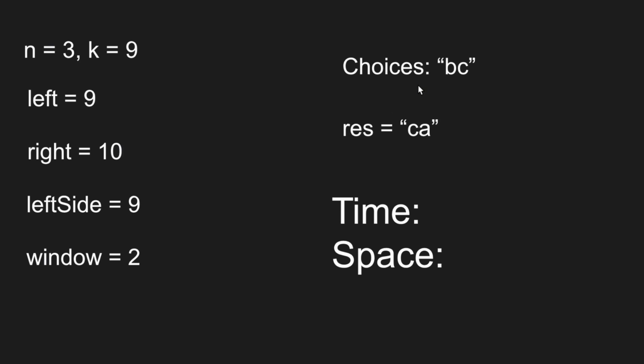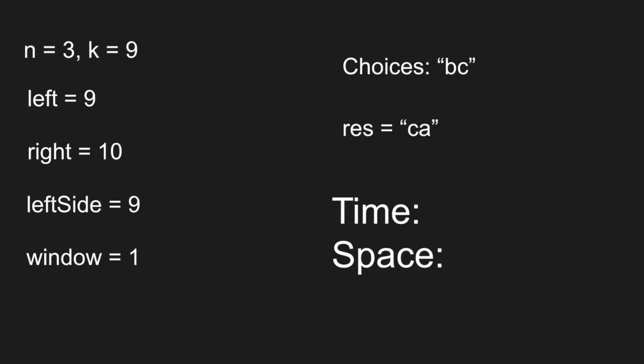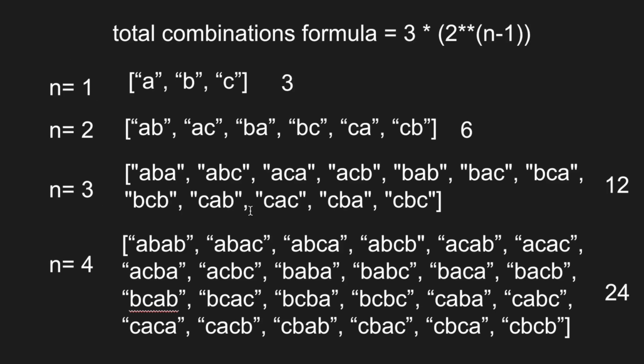So now we calculate the new window size. If we do right minus left plus 1 divided by the number of choices we have, which is 2, now our window is 1. And since k is 9, we can see that it is in the first window, so we add B. And if it was in the second window, we will add C. So if k is equal to 10, then we will add C. But k is 9, so we add B.